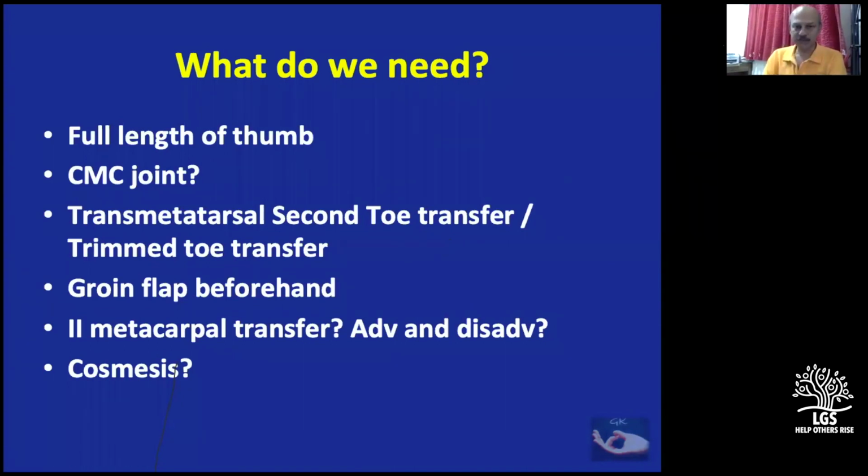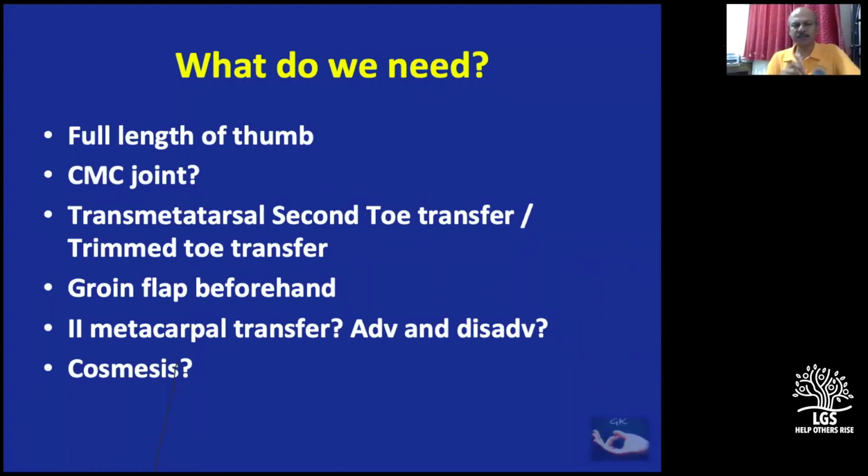So if there is no CMC joint and we are not able to give a CMC joint, we need to plan for a fixed CMC joint. We cannot provide movement unless we do a vascularized metatarsophalangeal joint transfer, which is a little remote, that can also be thought of. Next is transmetatarsal. Now we need to give the full length of thumb. That can be done with a transmetatarsal second toe transfer or a trimmed toe transfer. Now the trimmed toe transfer takes from the big toe, and the transmetatarsal second toe transfer obviously is from the second toe. But it needs a groin flap.